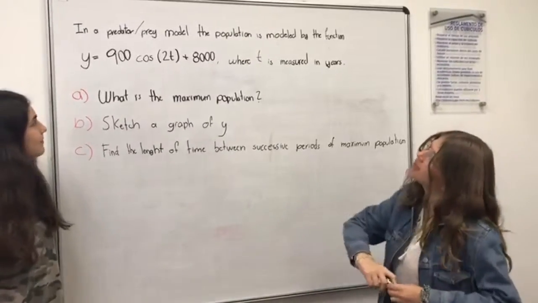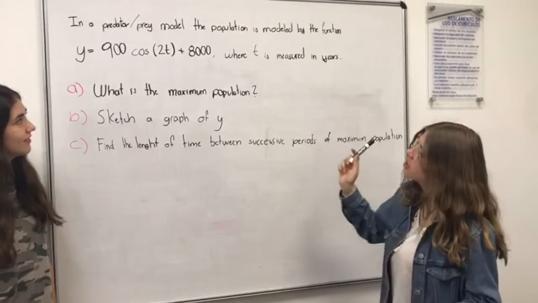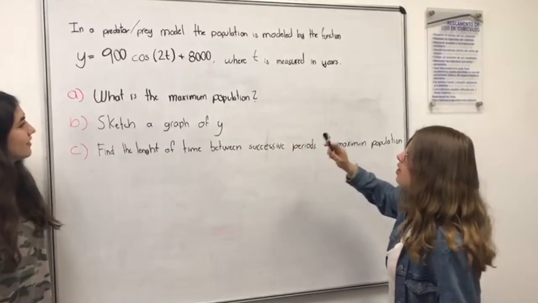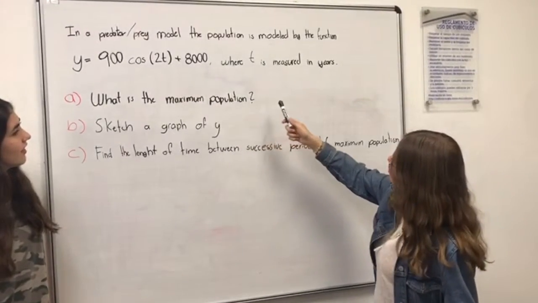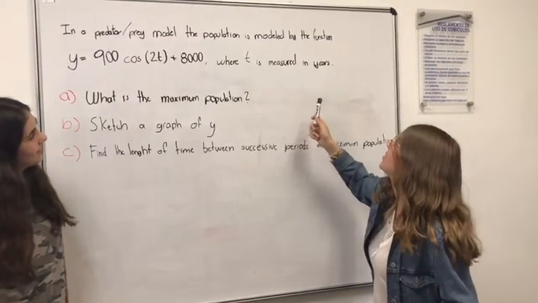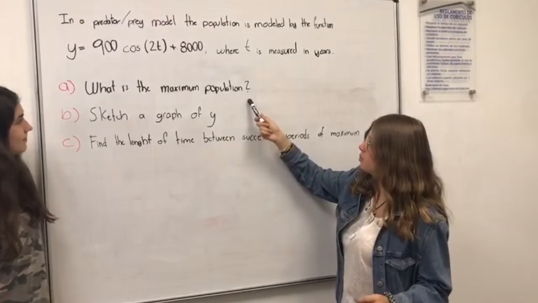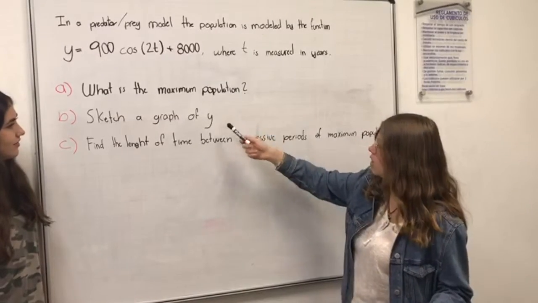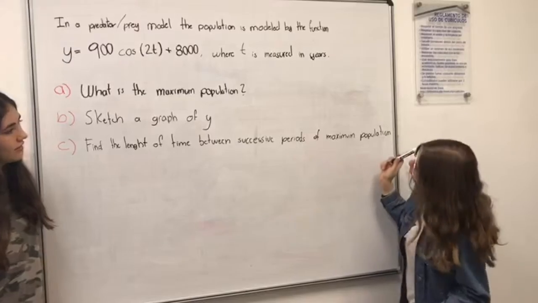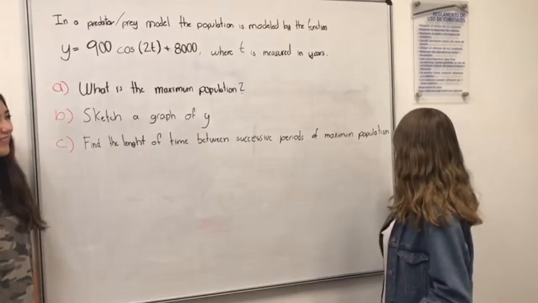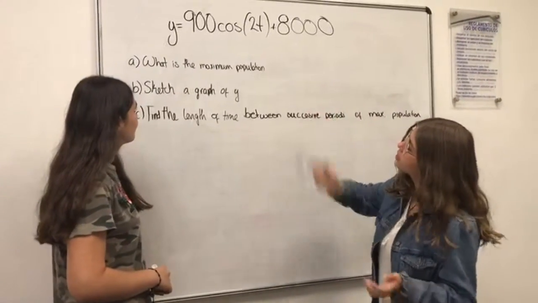Well, the problem is, in a predator-prey model, the population is modeled by the function y is equal to 900 cos t plus 8,000, where t is measured in years. The first question is, what is the maximum population? Sketch a graph of y and find the length of time between successive periods of maximum population. How are we going to solve the first question?